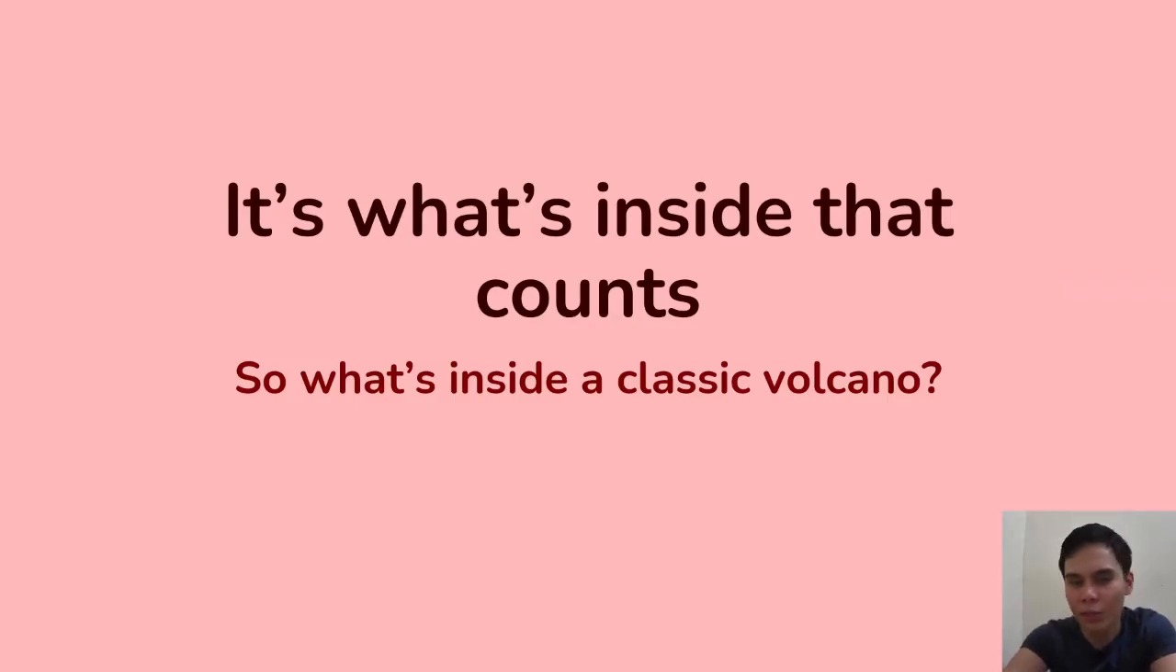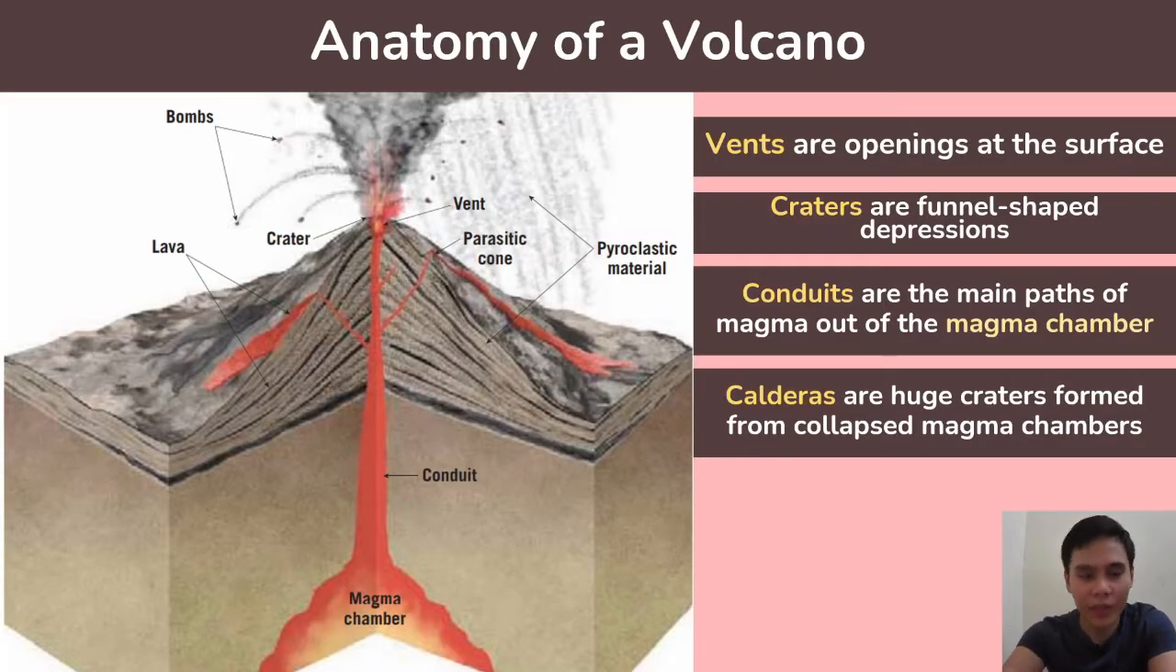Now, we talked about the stuff that's being ejected outside, but what's on the inside of the volcano? Our mamas always say it's what's on the inside that counts. So let's talk about the anatomy of a classic volcano. These are the basic parts of it so that we are clear on the terminologies.